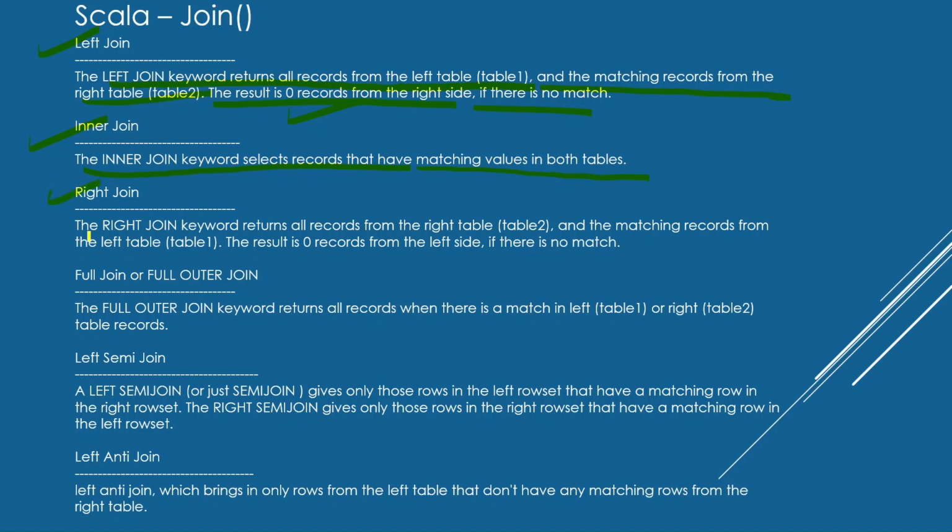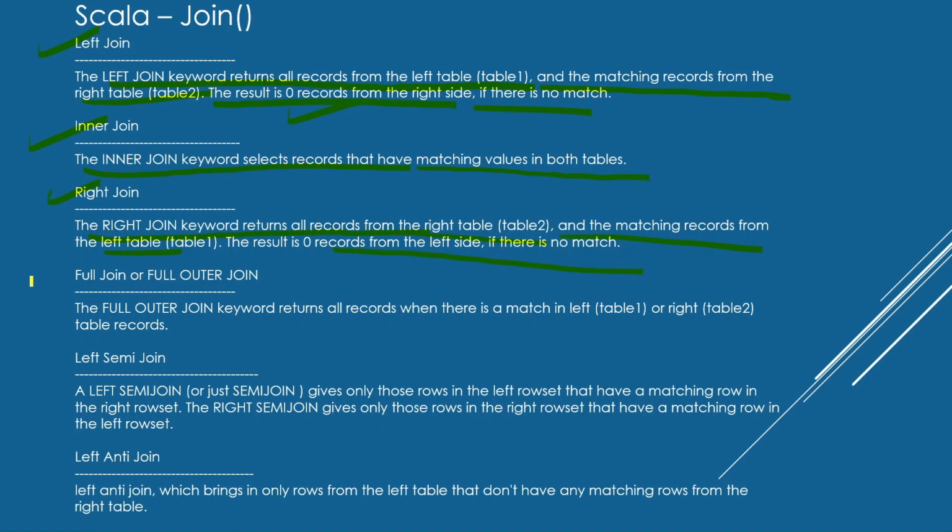What does the right join do? The right join keyword returns all the records from the right table and the matching records from the left table. So how will the right join return the result? It will take all the records present in the right side of the join, meaning the right table, and all the matching records present in the left side of the table. And if the left side of the table does not have matching records, then it will return 0 records.